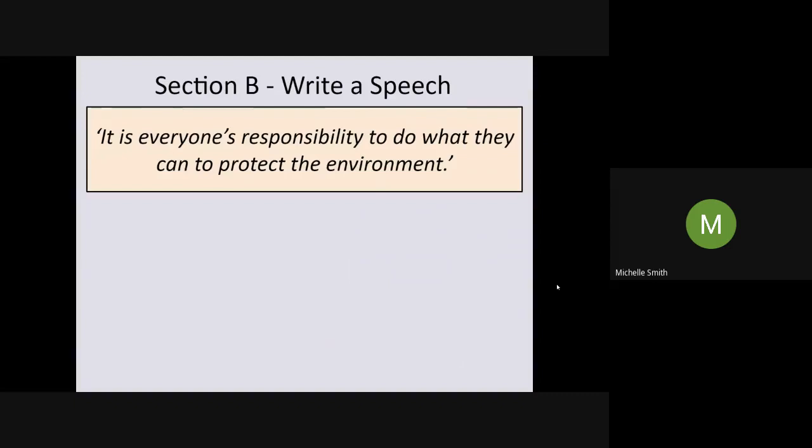Okay, so that's your statement. So have a think about that for a few minutes. Do you agree with it? Do you disagree with it? Are you completely indifferent? Do you not give a monkeys about the environment? Are you really passionate about the environment? Consider that statement.